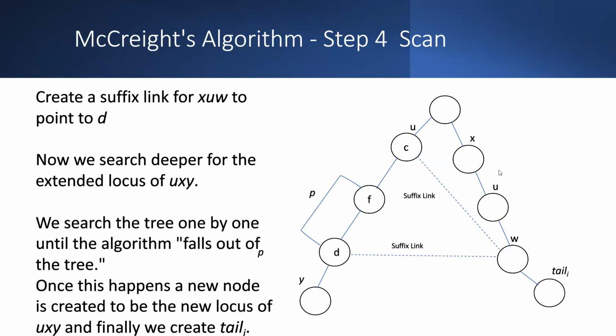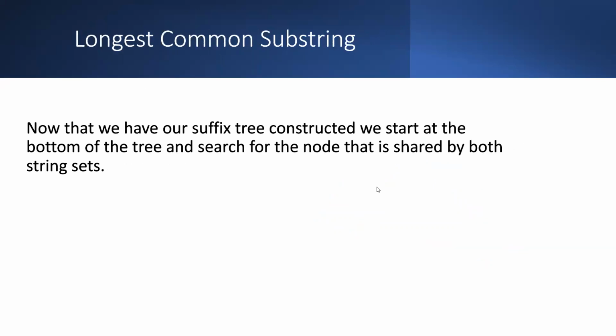Essentially, we're going to keep repeating this process over and over until we've fully built out our generalized suffix tree. So now we have our generalized suffix tree constructed. We can start at the bottom of the tree and search for the node that is shared by both string sets. And then we have our longest common substring. And that's our presentation. Thanks for listening.